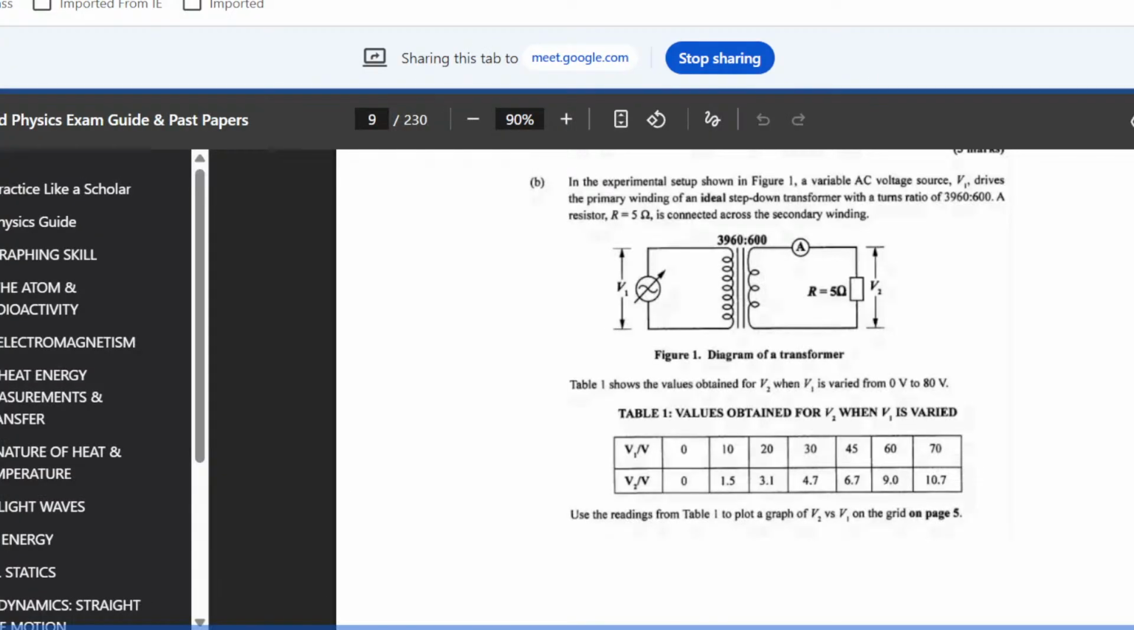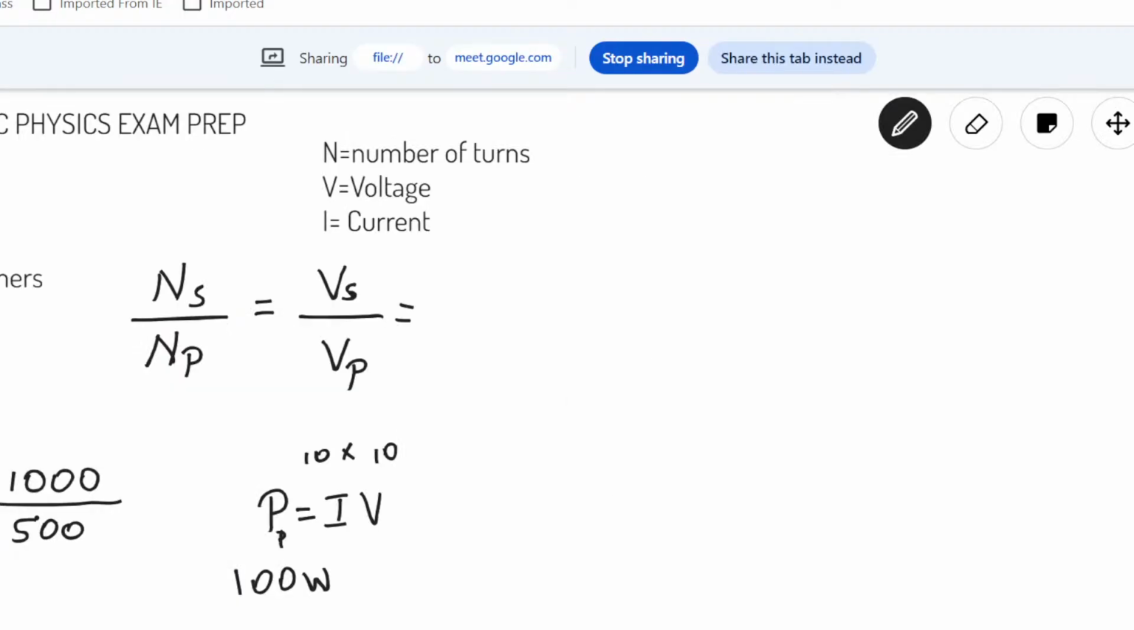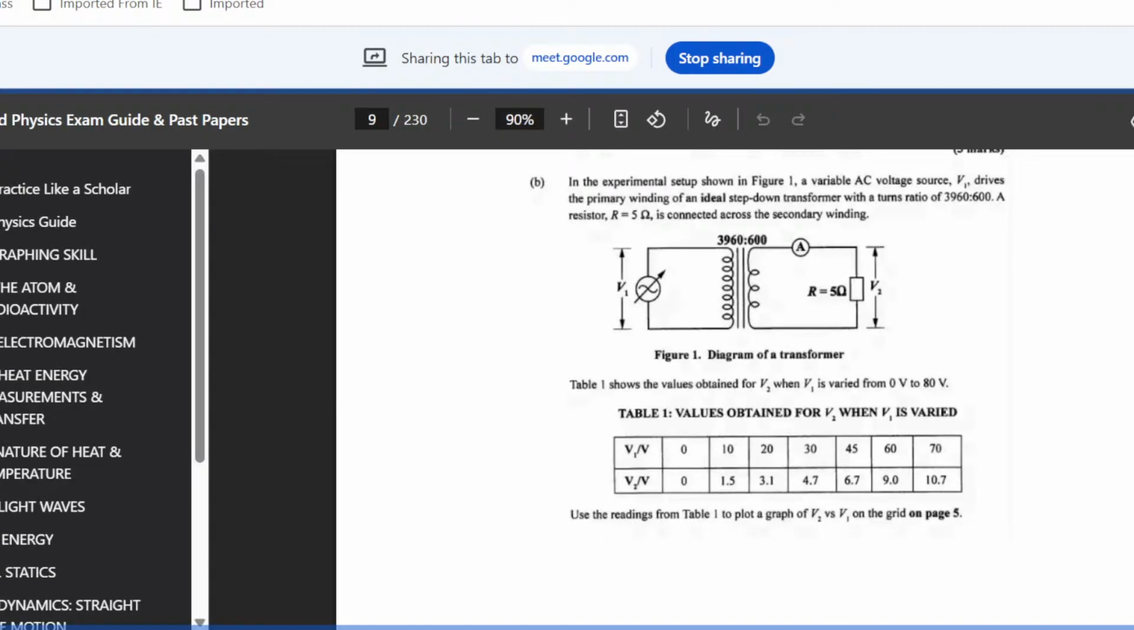So it would be what, 9 minus 1.5 over 60 minus 10.